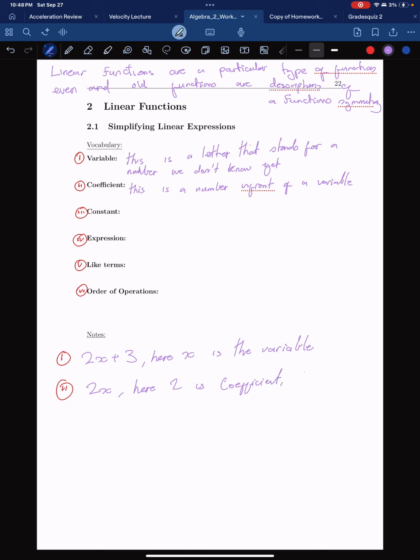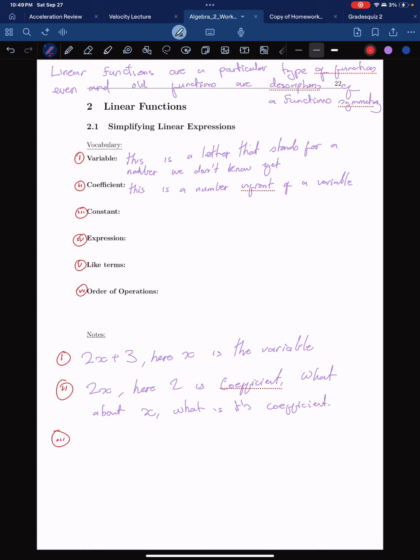What about x? Think about this. What about x? What is its coefficient? Think about that one. All right? It should be in the post-lab quiz, post-video quiz.